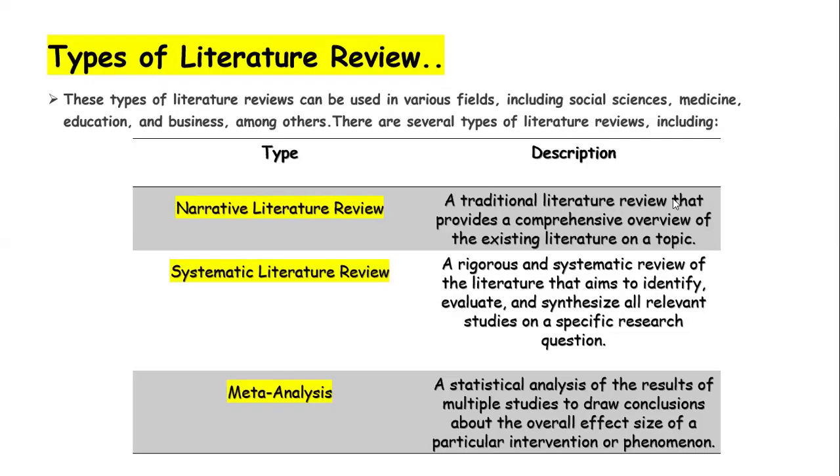Narrative literature review is basically a traditional literature review that provides a comprehensive overview of existing literature on a topic. Systematic literature review comes after narrative literature review, which is a rigorous and systematic review of literature that aims to identify, evaluate, and synthesize all relevant studies on a specific research question.